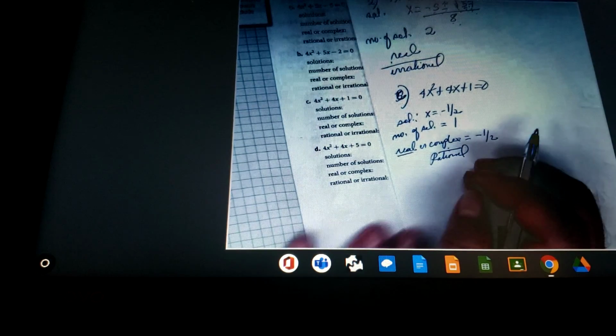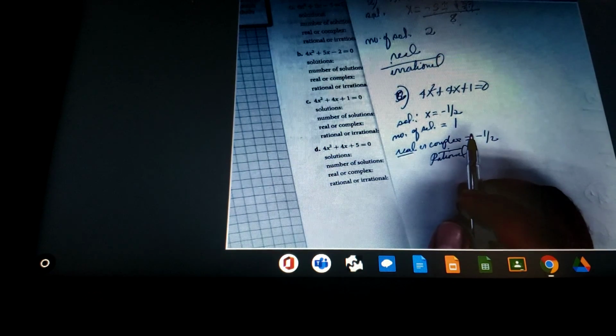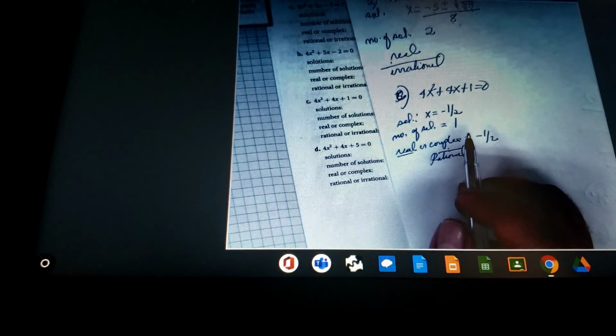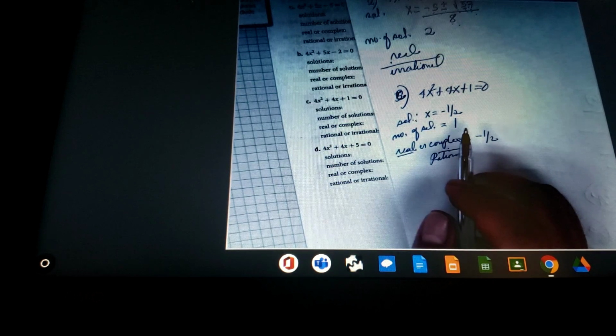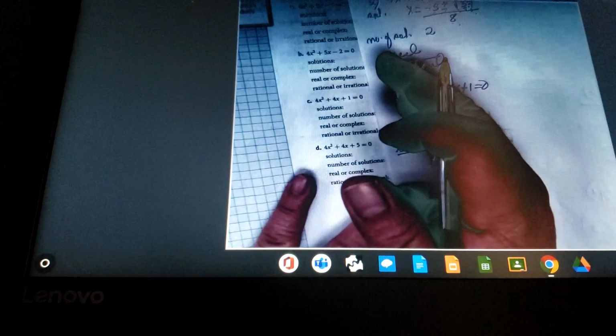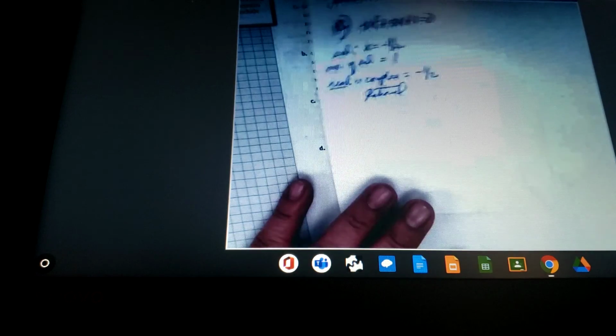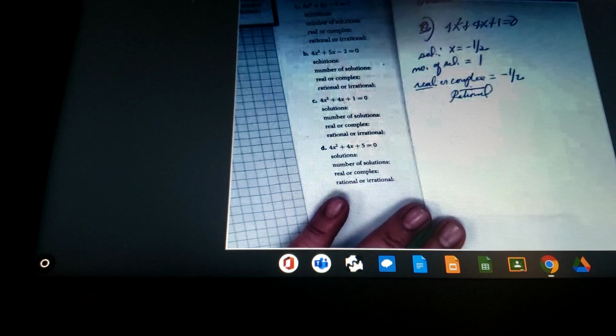Okay? The question here, how did you get negative 1/2? Do you know how to get the negative 1/2, class? Class, did you know? Who knows how to do it? Okay? Do I need to put the solution here or no need? No need, because we're done with that.